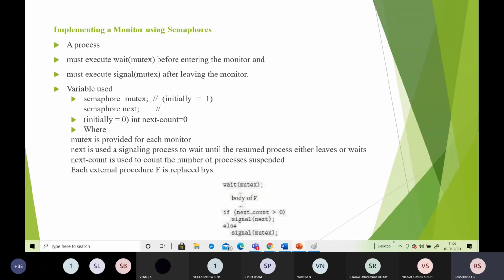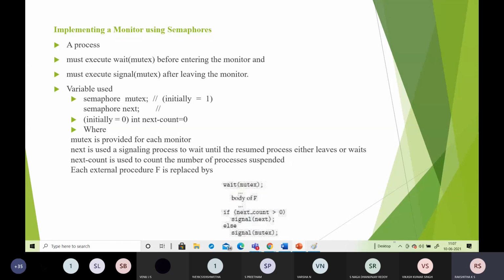For example, if P1 and P2 are two different processes, they cannot access the same monitor at a single time, because it supports the mutual exclusion concept. So if P1 requests to acquire the shared variables present in the memory, it cannot directly access the shared variables present in the monitor. It has to go through the procedure.